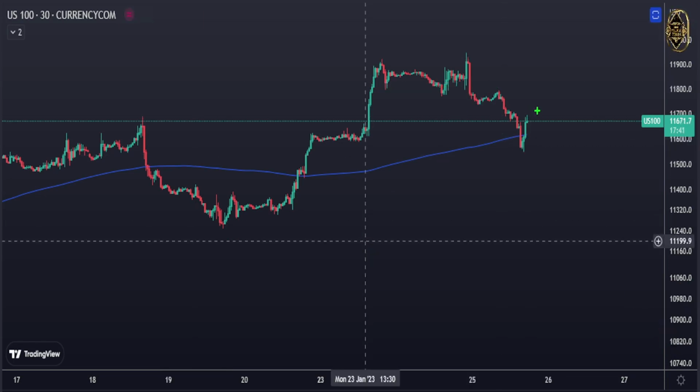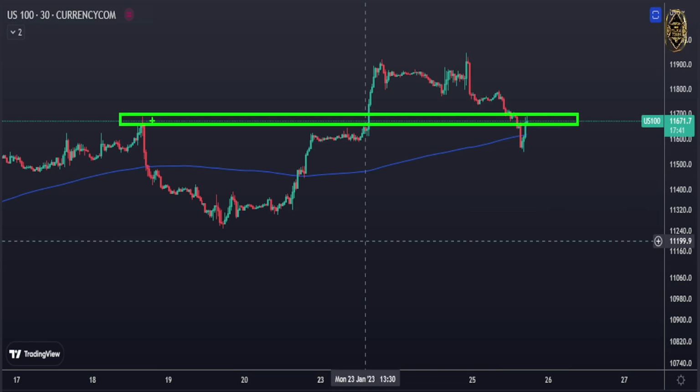Now over here it's showing a pin bar, and I think it's going to reverse. Why? Because of that one. Look with me here. What do you have here? You have a very strong supply and demand zone, and now you are in it here.